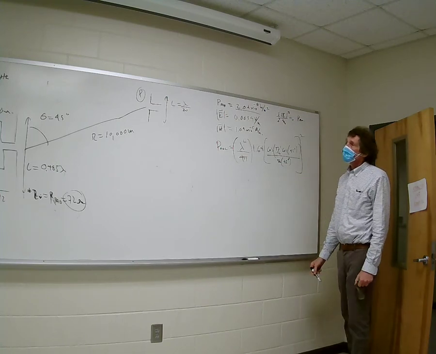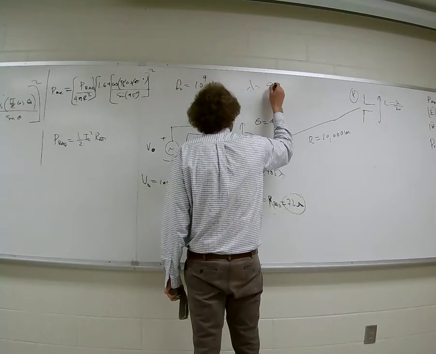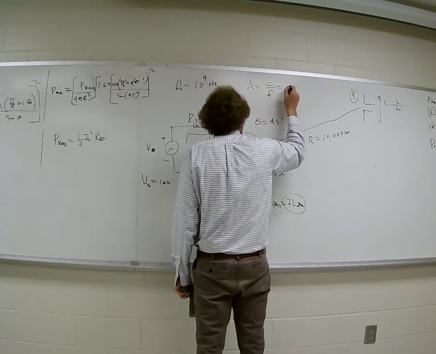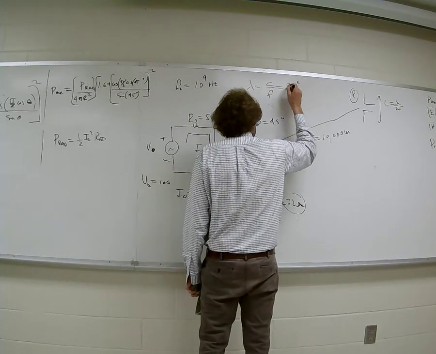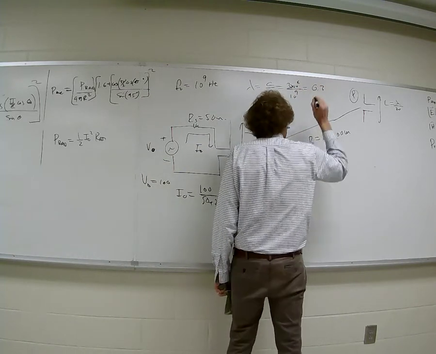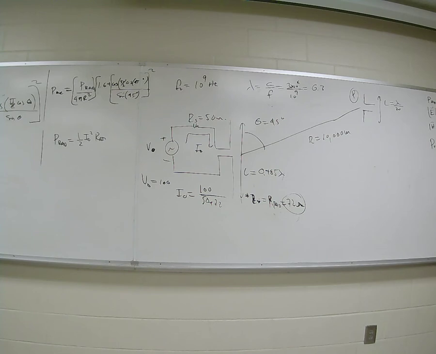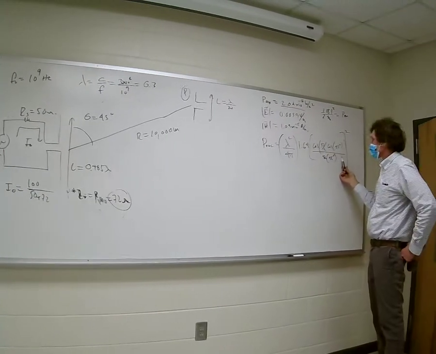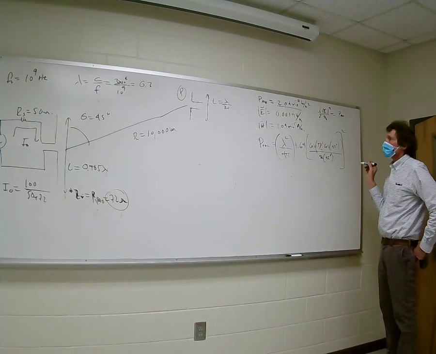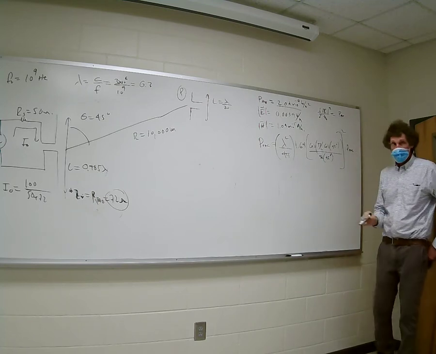Now lambda, if I've got 10 to the 9th here, would be C over F, or 3 times 10 to the 8th over 10 to the 9th, or 0.3 meters or 30 centimeters, right? So we take that and square it. That's going to be 0.09 divided by 4 pi, times this is the area. But then I have to multiply that by the average power density, right? To get the power received. Is everybody with me on this?